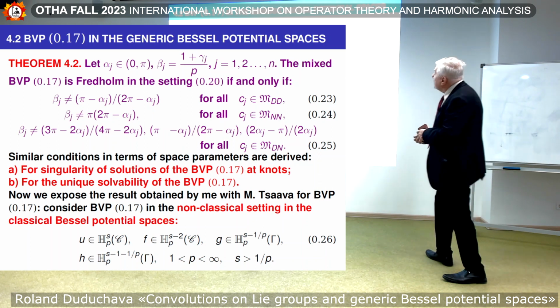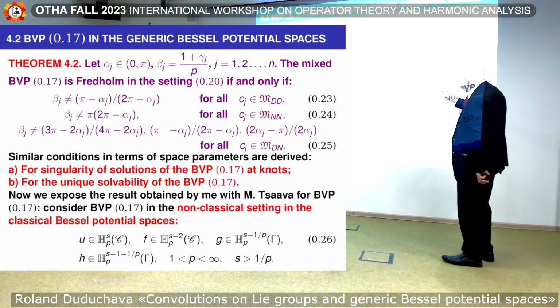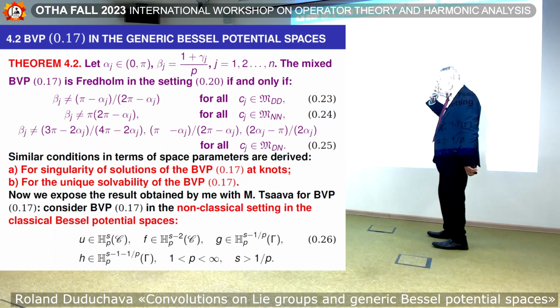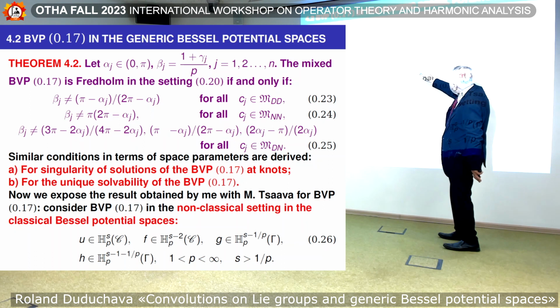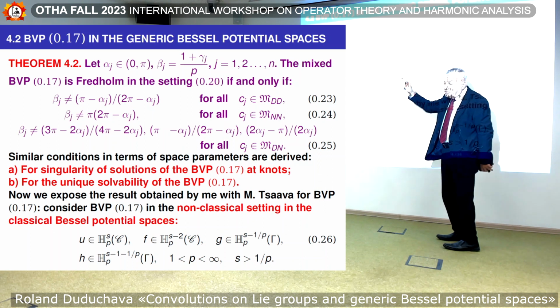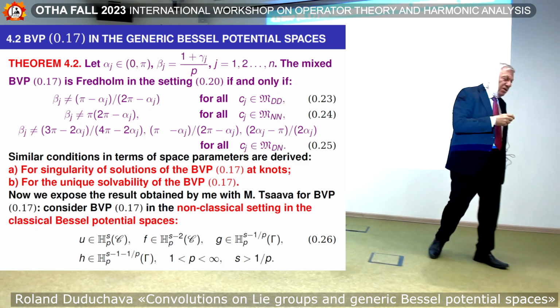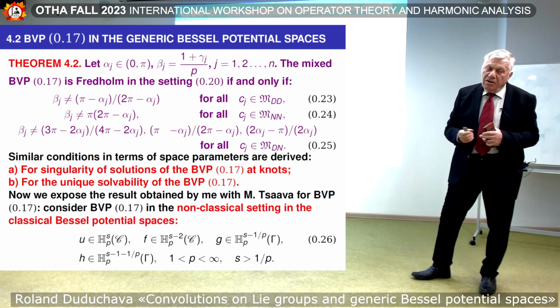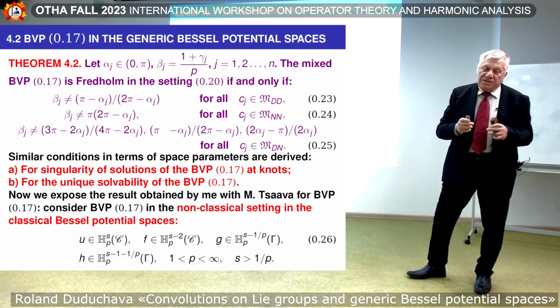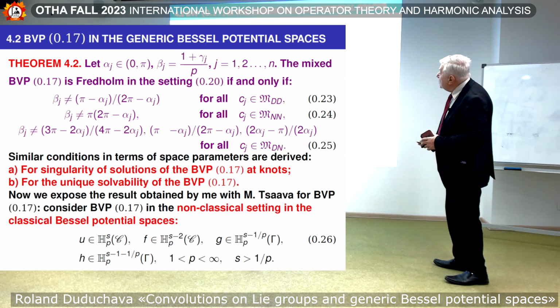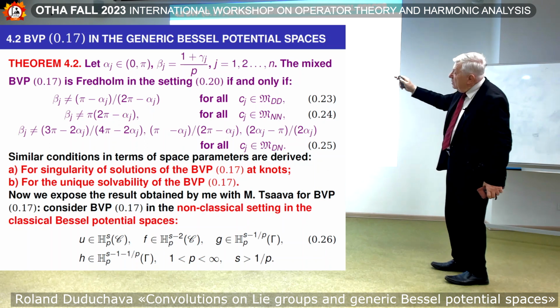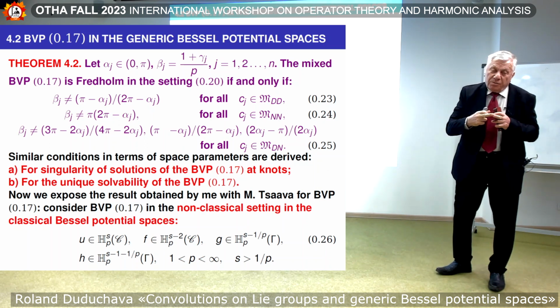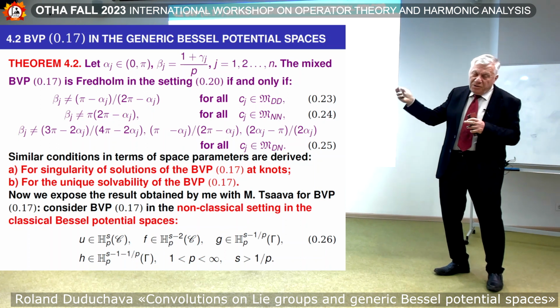Yes. Here is the, you see, in the generic Bessel potential spaces, we have such conditions. You see, the conditions on the parameters, if these conditions are fulfilled, the equation is Fredholm. And with some restrictions, for some values of this parameter, which are found precisely, they are uniquely solvable. And more than this, we have found that the singularities at these angular points are also available with such an approach.